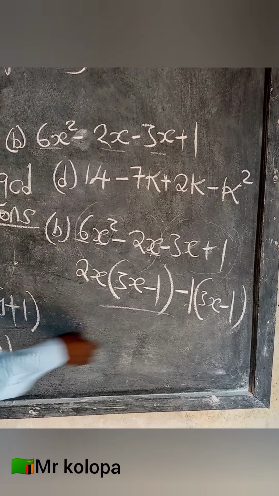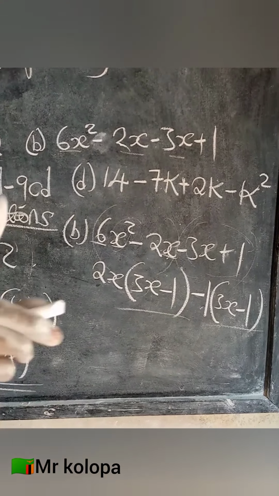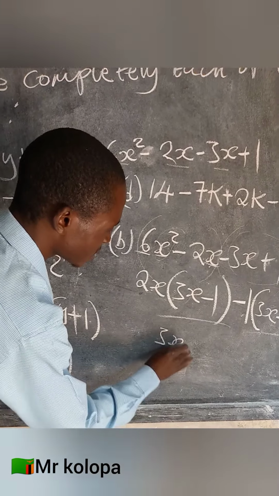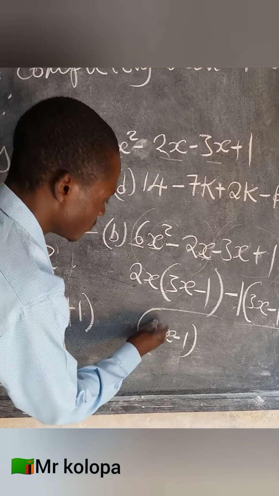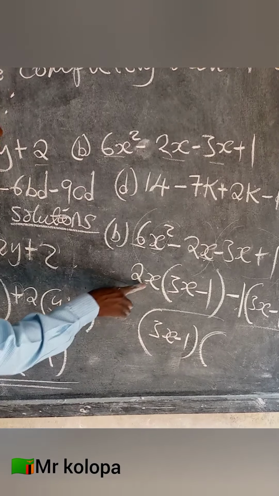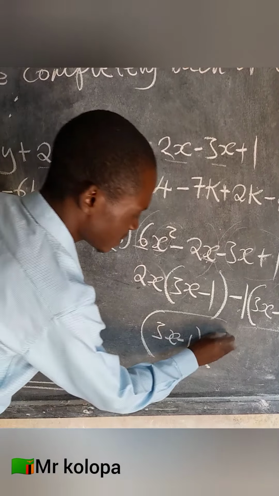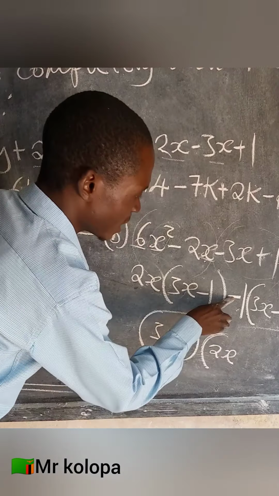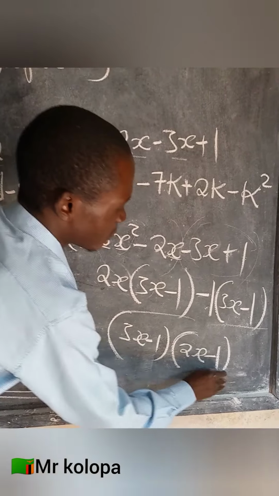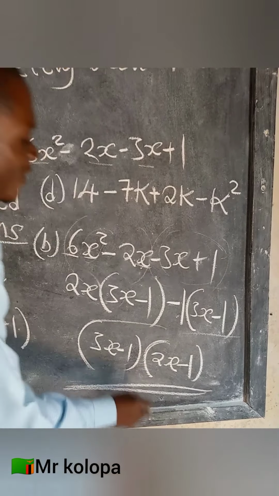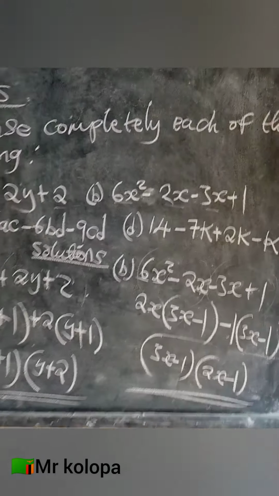So check what you have in the bracket. We have same things. So I'm just going to write 1, 3x minus 1, bracket. Another bracket, you write what you have outside: 2x minus 1. So that is our answer. So this is what we have.